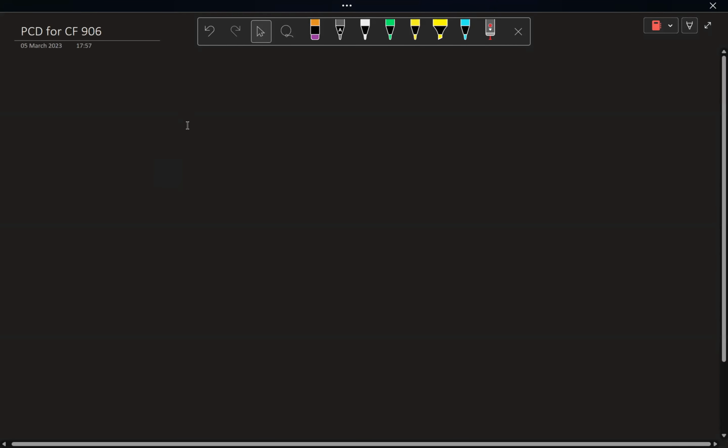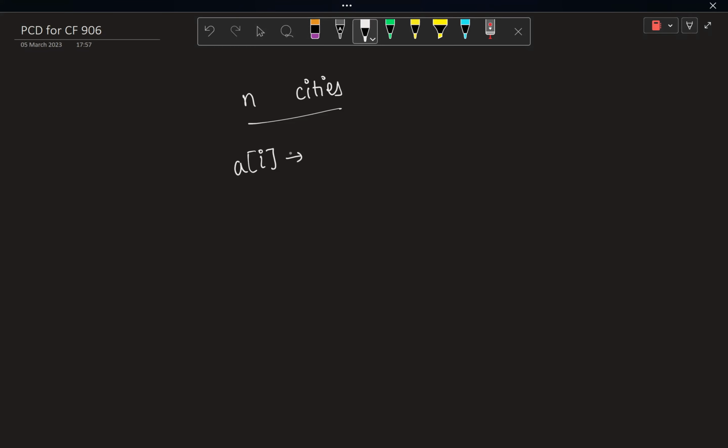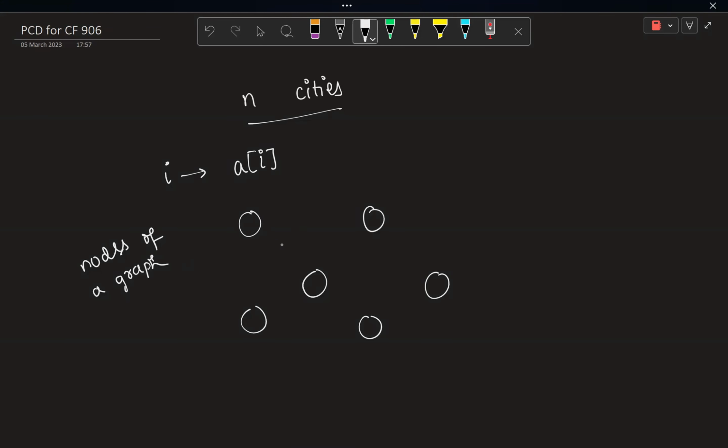So what it says is that there are n cities, and in the ith city there are ai number of people living there. The cities can be visualized as nodes of an undirected graph. Currently there are no edges in the graph. If we want to insert an edge between any two nodes i and j, where i and j are the city numbers since the cities are from 1 to n, then there will be some constant c also being given to us.